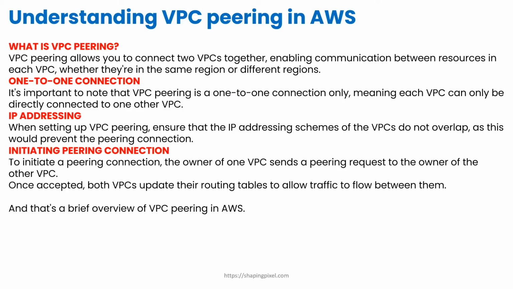To initiate a peering connection, the owner of one VPC sends a peering request to the owner of the other VPC. Once accepted, both VPCs update their routing tables to allow traffic to flow between them. And that's a brief overview of VPC peering in AWS. Stay tuned for more insights.